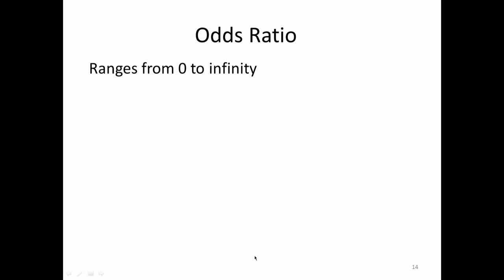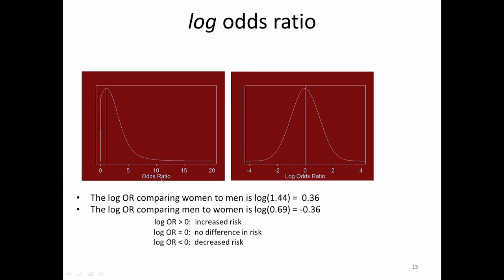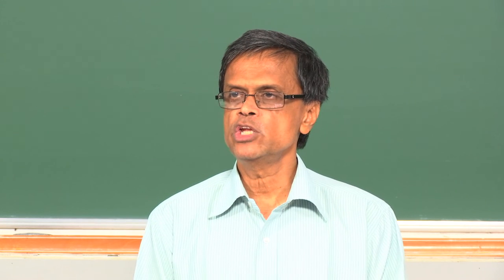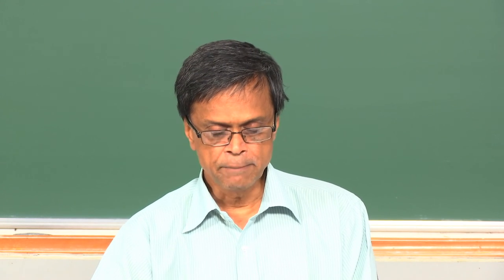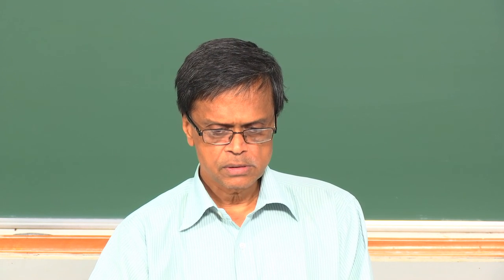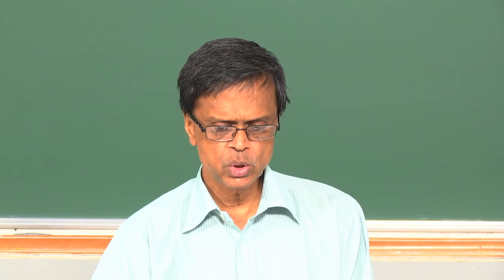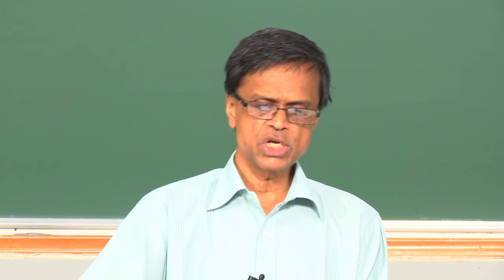Just like this, OR greater than 1 is increased risk, OR equal to 1 no difference, OR less than 1 lower risk. When you take a logarithm it becomes greater than 0, equal to 0, less than 0. That is what this table is all about. Sometimes it is better to take the logarithm, especially when you are dealing with a very large number of data points. So the log odds ratio helps us look at the association between two variables.